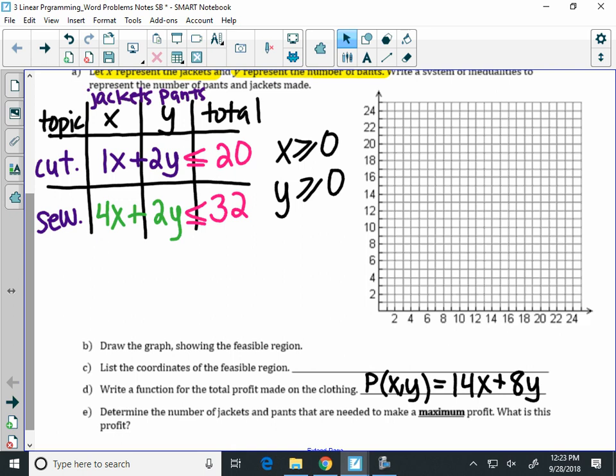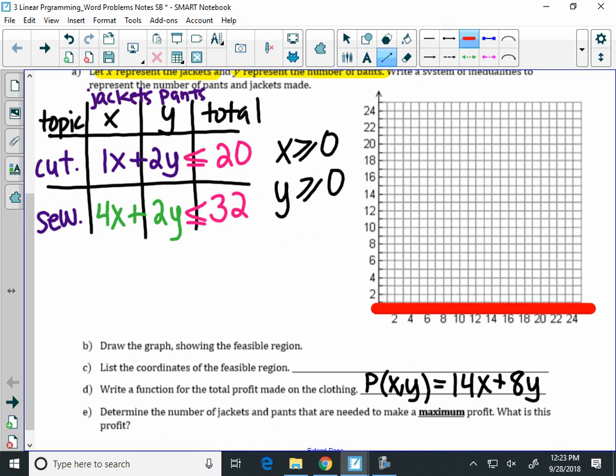Let's graph x is greater than or equal to 0, y is greater than or equal to 0 first. Which seems kind of silly, because what two lines is that? The x and y axis. But I do want you to graph them, at least darken it in, because it's going to help us see when we shade for our feasible region. So just darken that line in a little bit here as well. Just so you can see, all right, these are my boundaries. You have two equations already graphed.